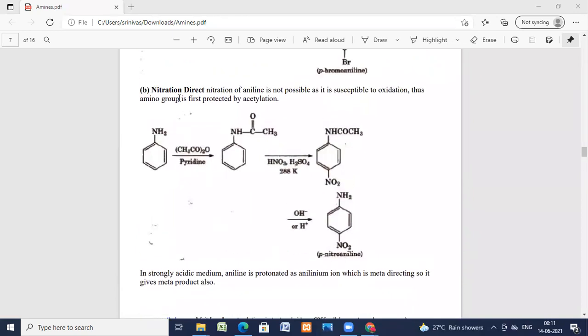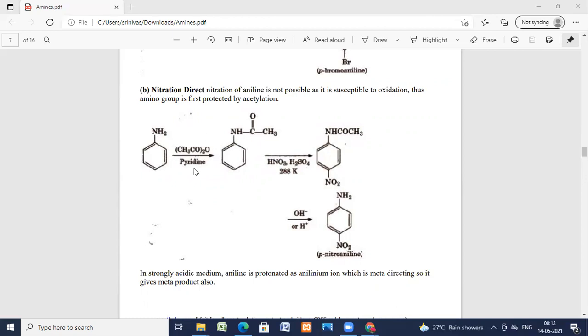Now we'll see the direct nitration. So nitration of aniline is not possible as it is susceptible to oxidation. Thus, the amino group is first protected by acetylation. In a similar fashion, again, nitration of aniline is not possible, and we have to protect the NH2 group because it is susceptible to oxidation. We have to protect this one and then react with the acetyl group.